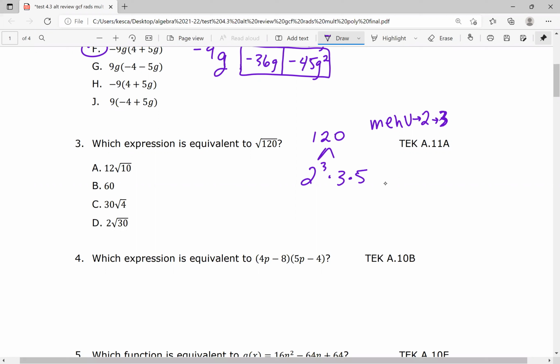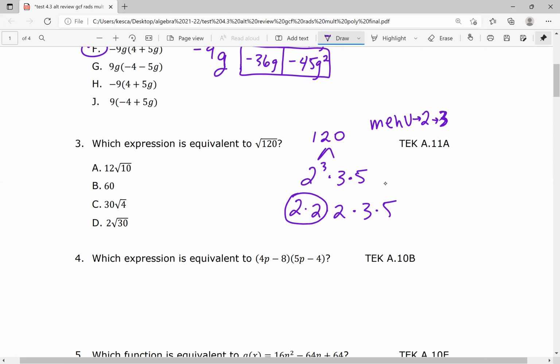And remember, we can write this out long ways. So 2 to the power of 3, I have to write 3 2s because that's what that exponent tells me. And then the 3 is just going to stay there, and the 5. And then now I look for groups. Okay, I look for pairs specifically. So I only have a single 5, a single 3. Look at these 2s. I can make a single pair. So remember, whatever you make a pair of, that number comes to the outside.